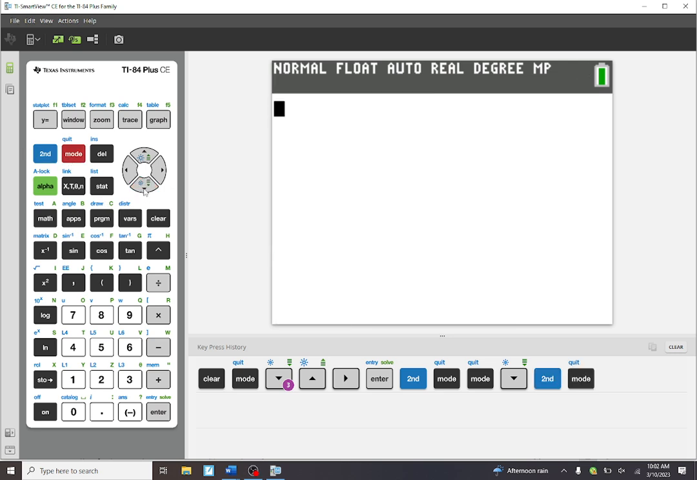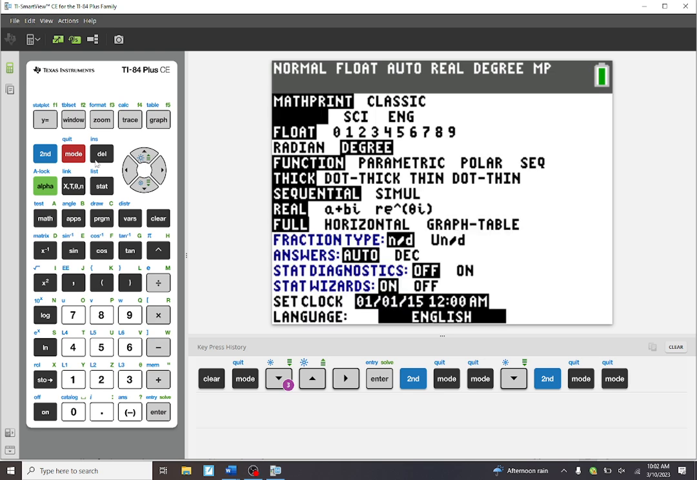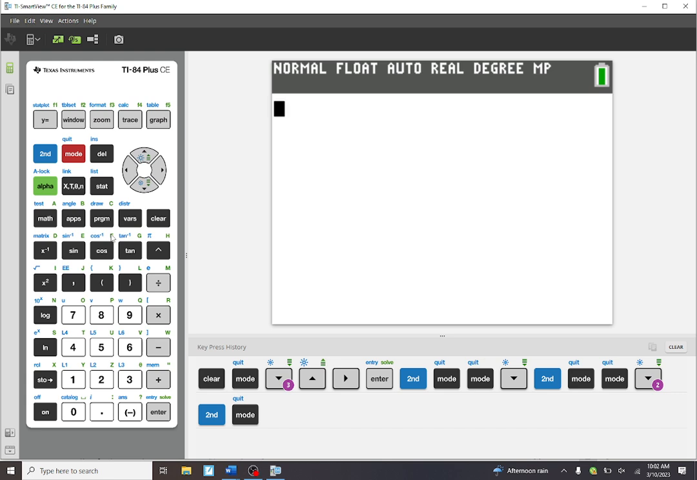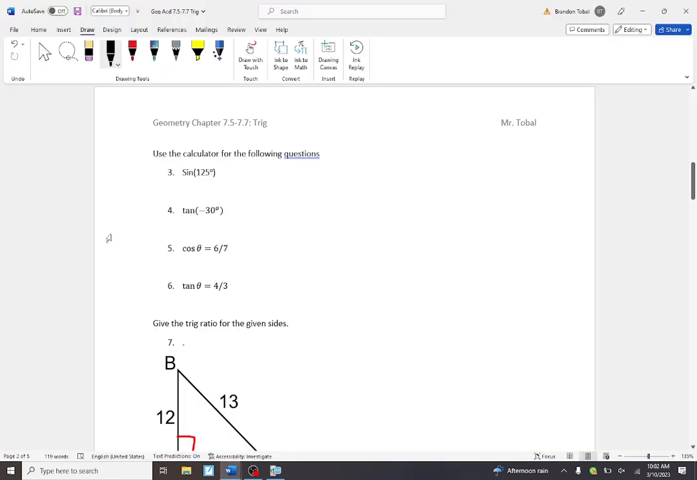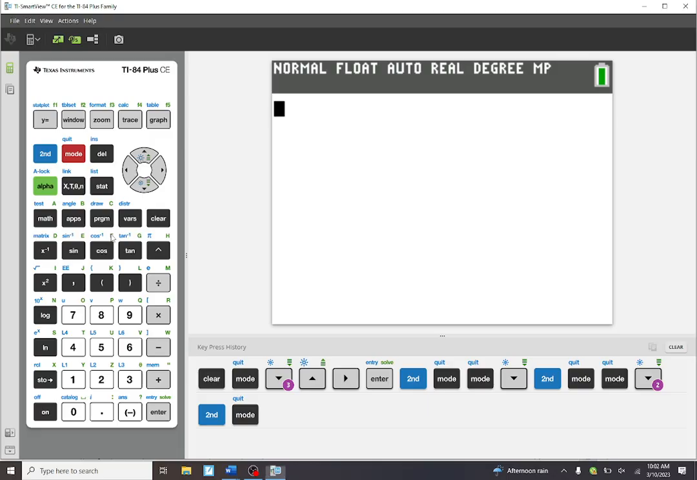Wait, no, how do you get to it? Can you repeat that process? Mode, 3 down, or 2 down, I guess. And then it should be radian or degree. Make sure degree is highlighted. And then you just click second mode to leave it. Or you could turn it off and turn it on again. All right. And now it's already on that? That's the theta. What's up?